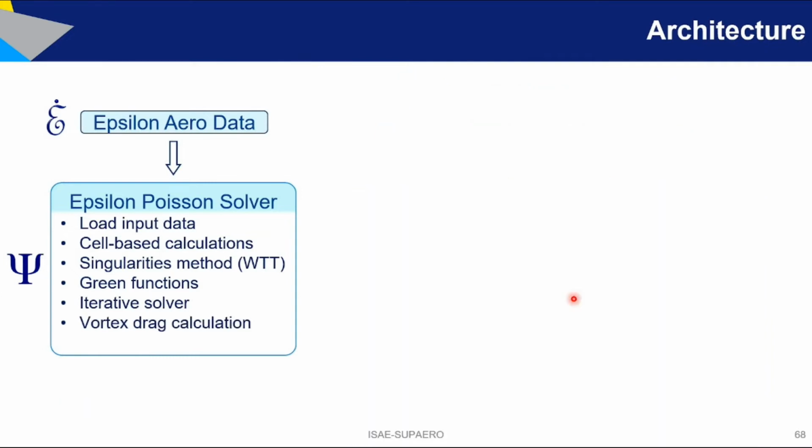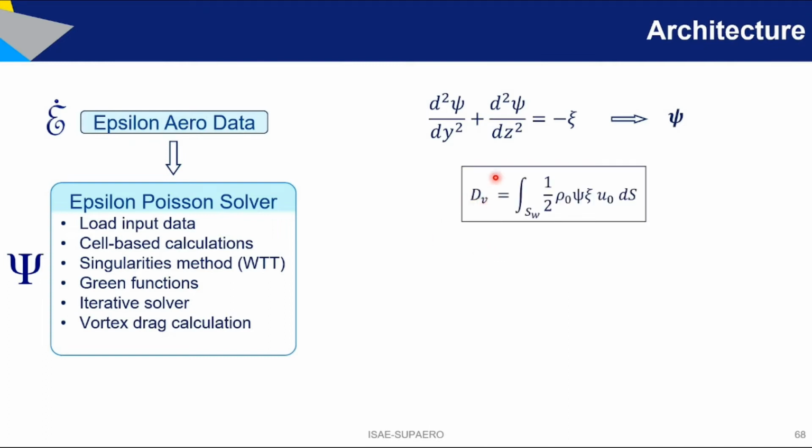Well, at this point, we have solved the Poisson equation, and now we are ready to compute vortex drag, or induced drag. So this was our starting point. We started by trying to solve the Poisson equation from the vorticity. We have achieved that. We managed to compute the stream function, given either by the singularities method or the Green's function. Now that I have that in hand, I can keep going and compute vortex drag.